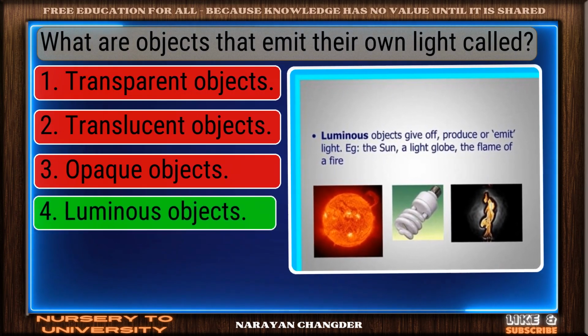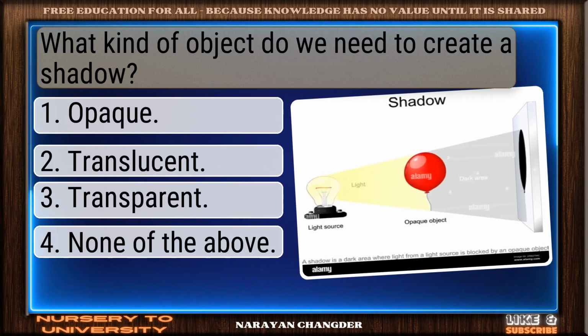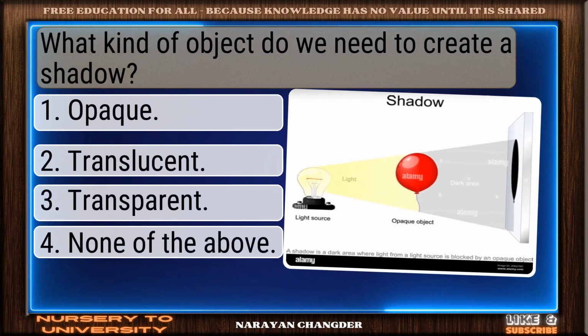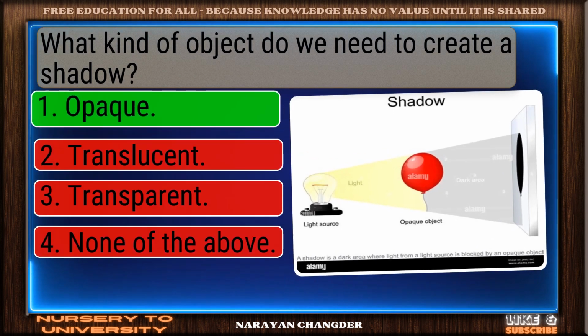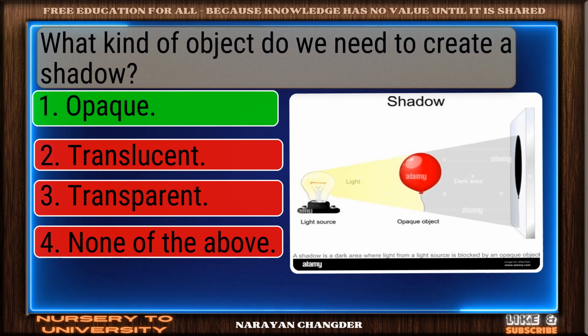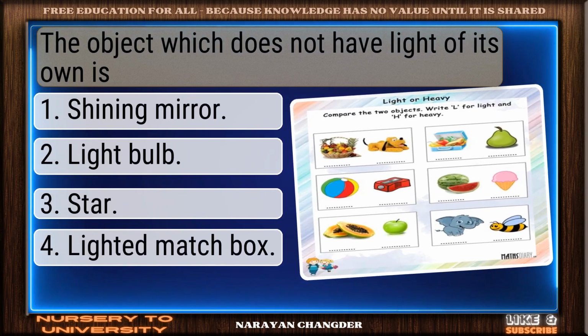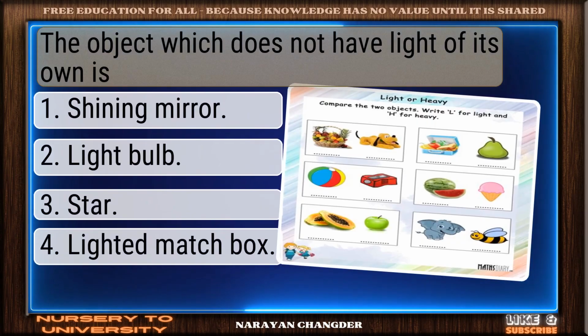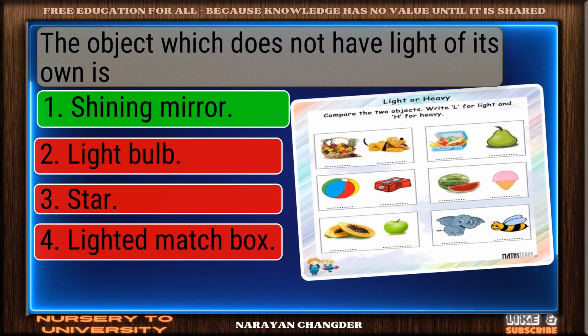Smart move. Luminous objects is an accurate answer. What kind of object do we need to create a shadow? Excellent choice. Opaque is the right answer. The object which does not have light of its own is? Bravo! Shining mirror is the answer.